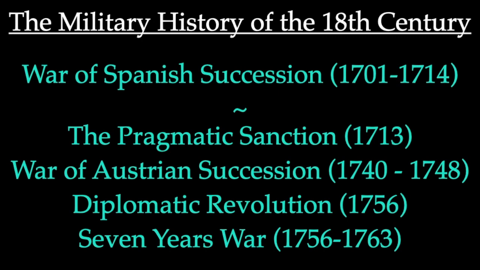But then we've got the Pragmatic Sanction of 1713, which leads to the War of Austrian Succession, which begins in 1740 and lasts for 8 years. And then there is a diplomatic revolution that occurs because of the War of Austrian Succession, and the diplomatic revolution of 1756 then sparks the Seven Years' War of 1756 to 1763.